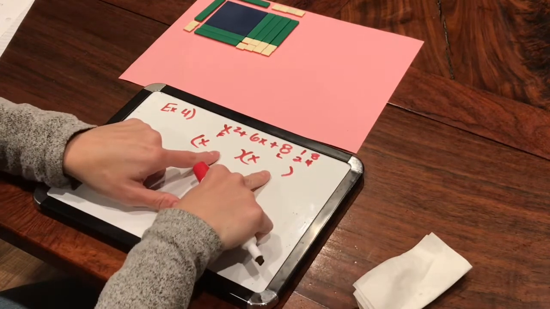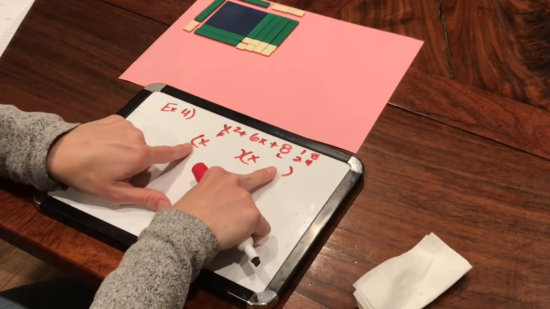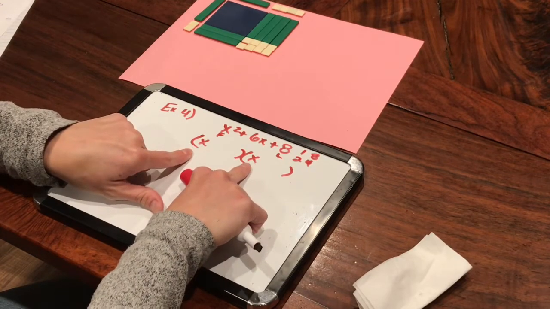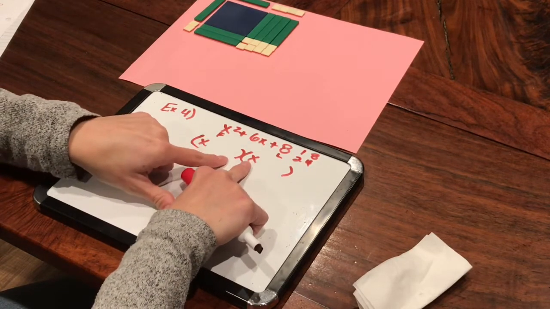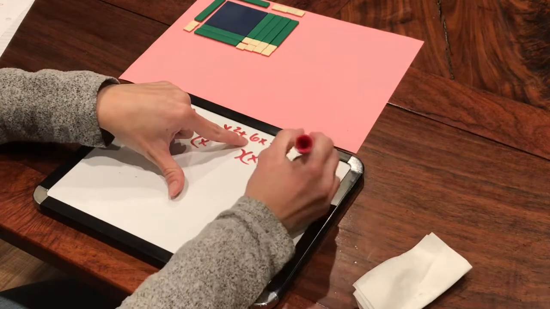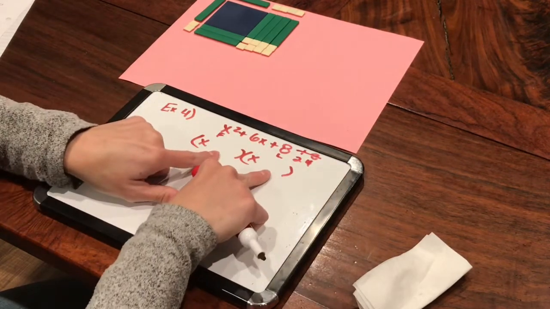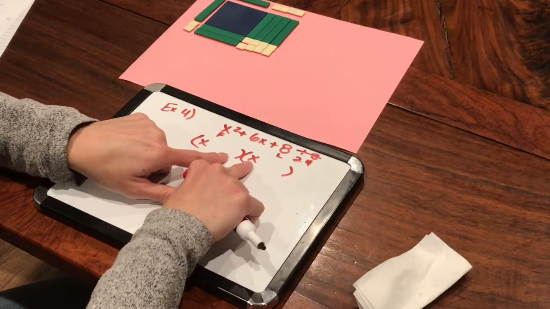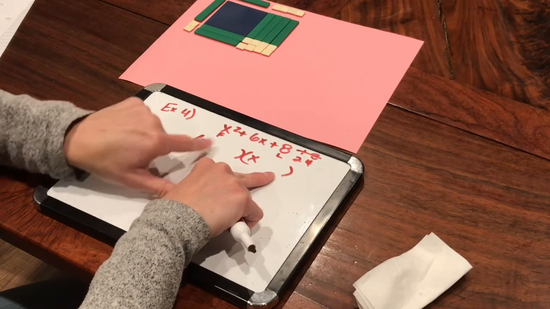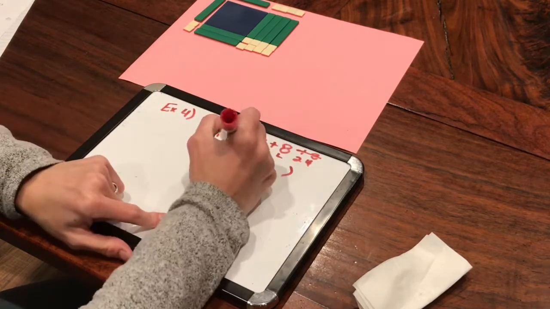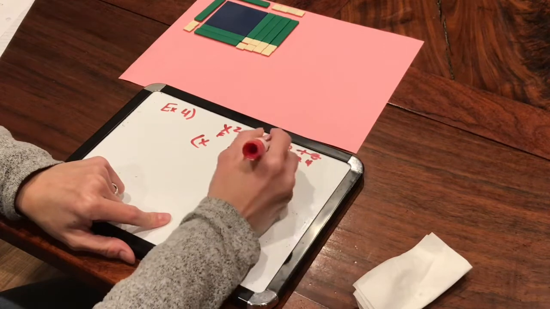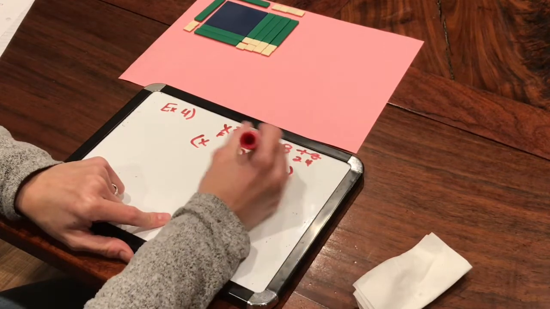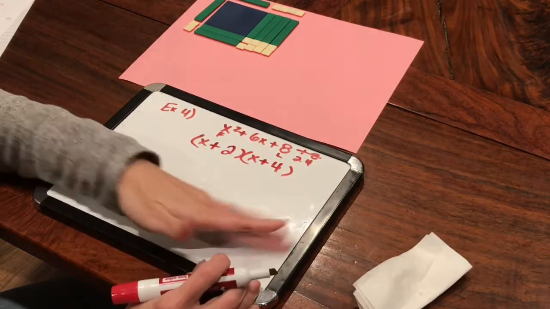So when I put them here, if I put a 1 and an 8 and then I multiply them by x's, I'm going to get 1x plus 8x. That doesn't give me 6. If I put a 2 and a 4 here, I would have 2x plus 4x. Well, 2 plus 4 does give me 6. And they are all positive. So those are our two factors.